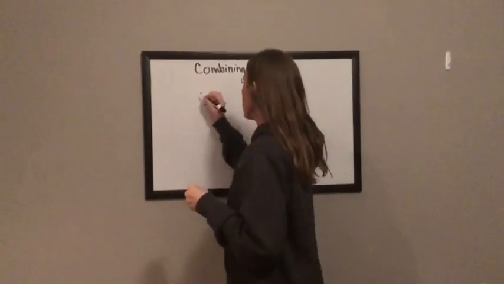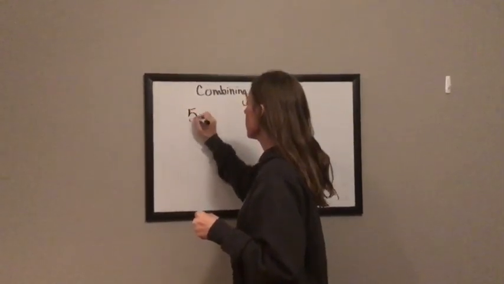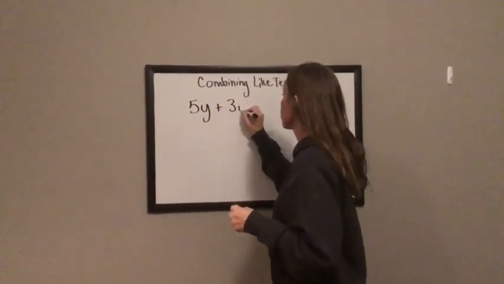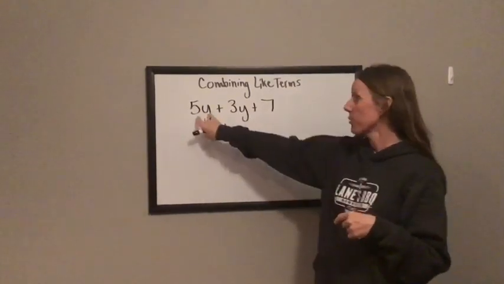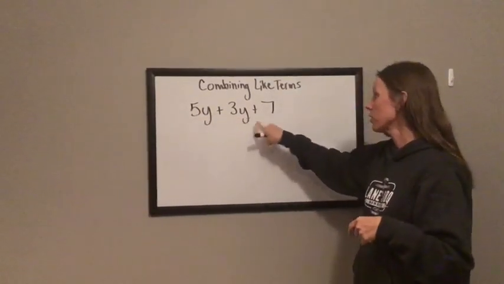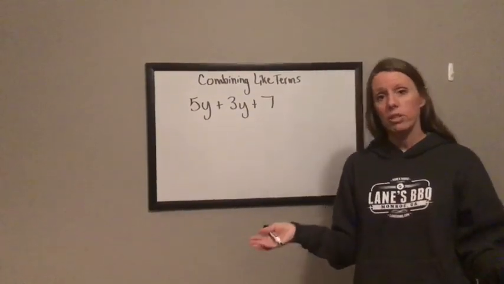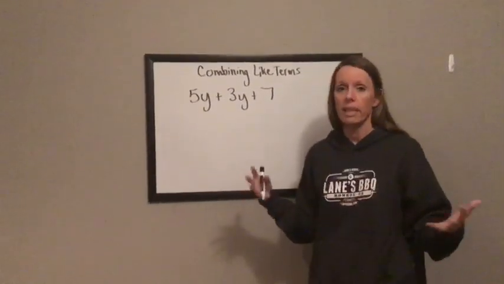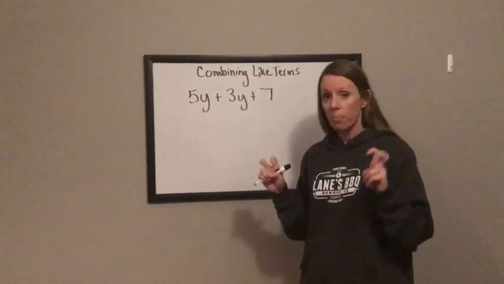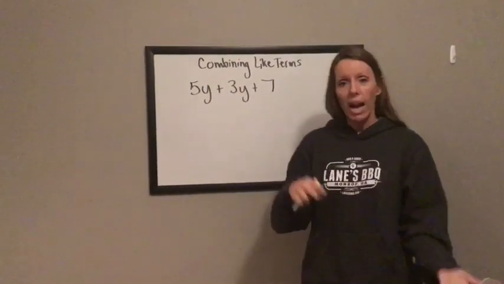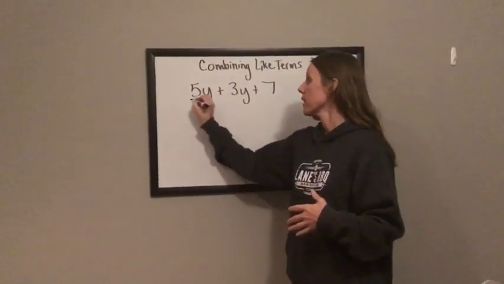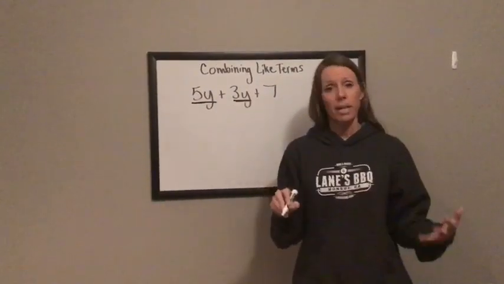If we had something like this, we know this has 3 terms. 5y is a term, 3y is a term, and 7 is a term. What we want to do is simplify it, or combine like terms. We want to find the buddies, the guys that would hang out together. Y's hang out with other y's, so these guys and these guys are buddies. So I'm going to combine them.